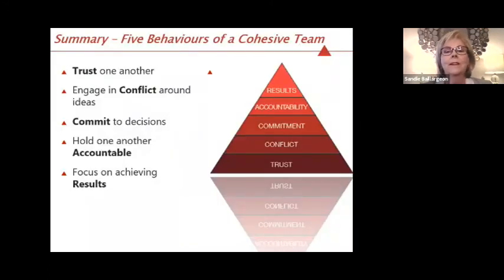So in summary, the 5 behaviors of a cohesive team are trust one another, engage in conflict around ideas, commit to decisions, hold one another accountable, and focus on achieving results.